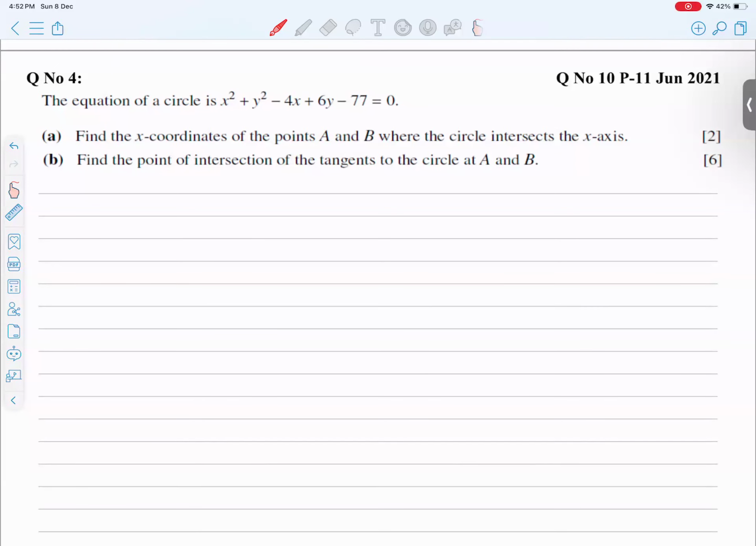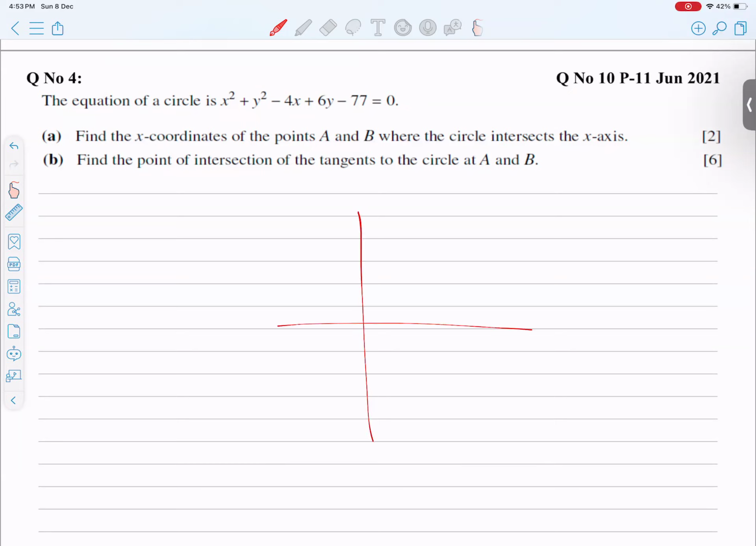Bismillah ar-Rahman ar-Rahim. June 2021, first variant, question number 10 in the past paper. The question is asking: the equation of a circle is given, find the x coordinates of the points A and B where the circle intersects the x-axis. And basically, what is the criteria?